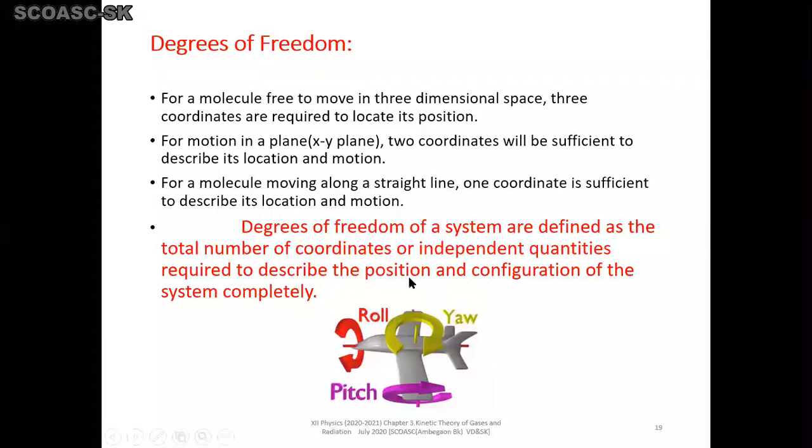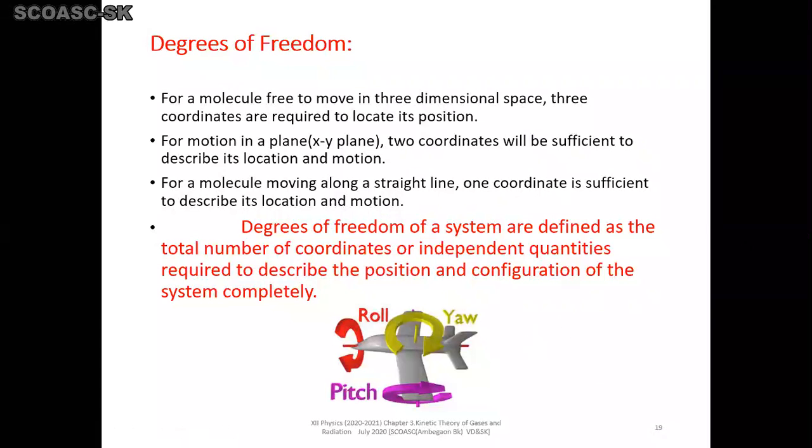So for that, the number of coordinates or independent quantities I need, I call that the degree of freedom. Now this degree of freedom, I'm going to need it one more time in tomorrow's class.